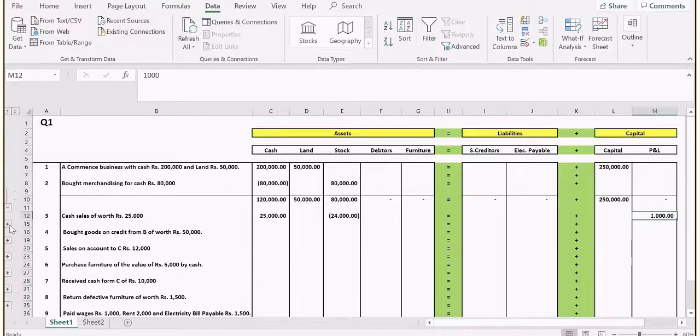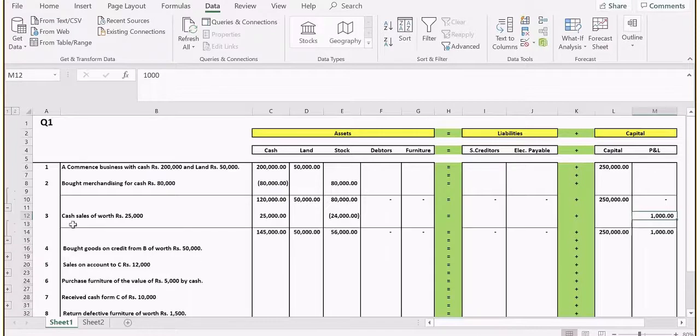Now again, if I see the overall cumulative impact of these three entries, you can see cash is 1,45,000, land is again 50,000, and stock is now 56,000, and the capital is 2,50,000 and 1,000 rupees of profit. So you see on the left hand side we have a total of 2,51,000, and on the right hand side we have a total of 2,51,000. So that means left hand side equal to the right hand side, and the accounting equation is correct.